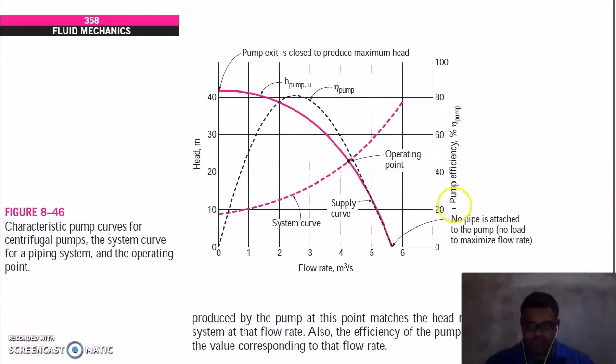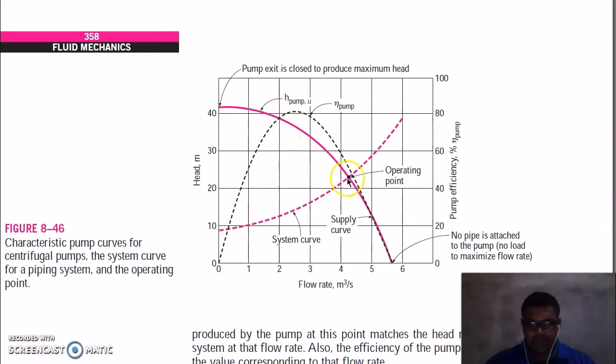Now efficiency of the pump will also vary with the flow rate. At zero flow rate, efficiency of the pump is zero and it will increase with the flow rate, you can see. And it is maximum at this point, where this curve cuts this vertical line. Then the efficiency of the pump will further decrease with the flow rate, and it will again come to zero at this point.